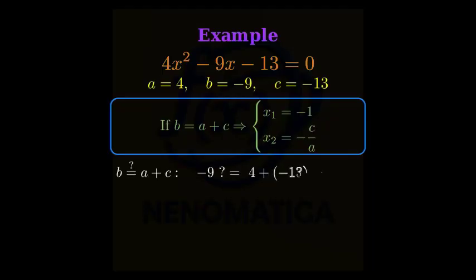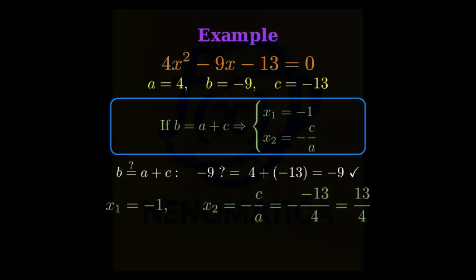Check the condition. Is b equal to a plus c? Negative 9 is equal to 4 plus negative 13, which is negative 9. So the condition holds. Therefore, the roots are quick to write: x1 equals negative 1, and x2 equals negative c over a. So the solutions are x equals negative 1, and x equals 13 over 4.